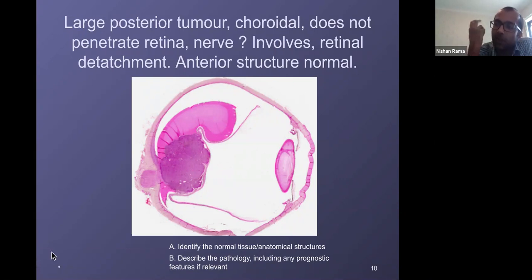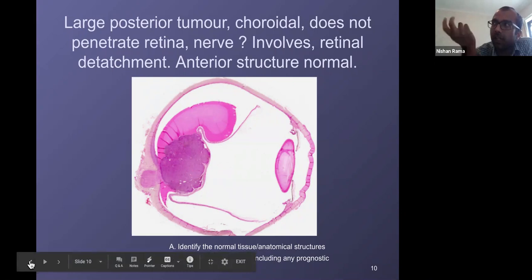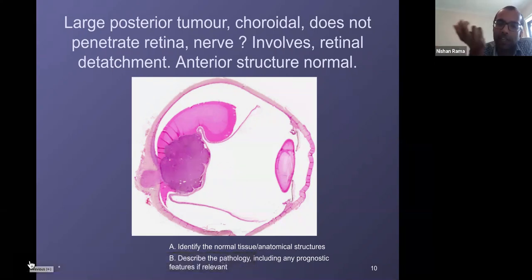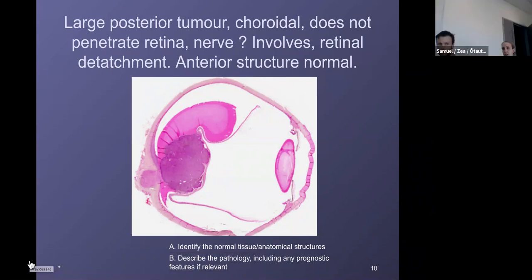And I guess my third question would be, if you get someone with proliferative diabetic retinopathy with neovascularization everywhere, can you tell a fibrous retinal detachment as well? Tractional retinal detachment. Okay.